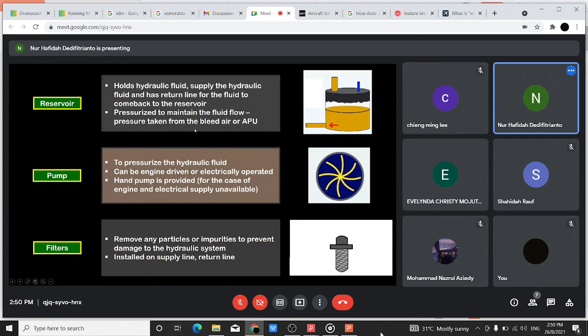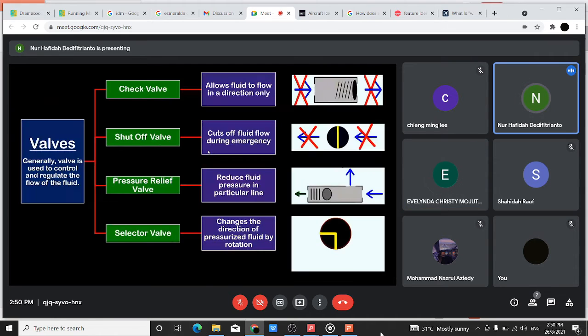Oh yes, I have a question. okay. How the valve Sorry. hello? Boleh dengar? Boleh. How the valves are controlled?